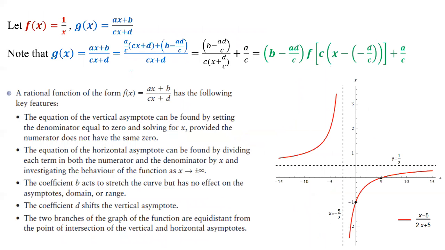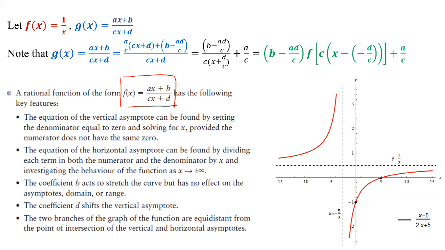All right. So now let's have a look at the key features of the function f(x) = (ax + b) / (cx + d). The equation of the vertical asymptote can be found by setting the denominator equal to 0 and solving for x, provided the numerator does not have the same zero, right?